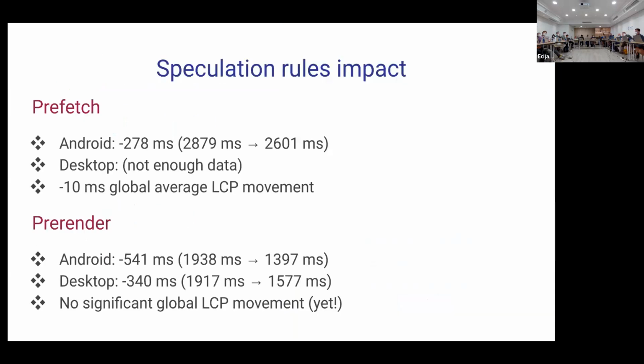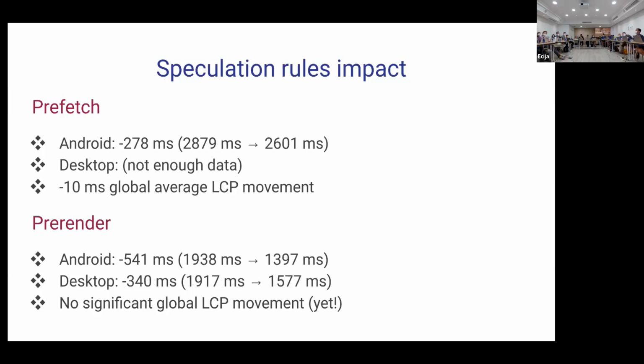Speculation rules also is having an impact across the web. These are, again, 75th percentiles. Prefetch is having another 10 milliseconds cumulative impact on global LCP. When it's triggered, you get almost a 300 millisecond decrease on Android. And then pre-render has even more dramatic decreases in time when it triggers. It's not deployed at a large enough scale that we really see global LCP movement from pre-render yet, but for those sites that are using it, we're seeing this.